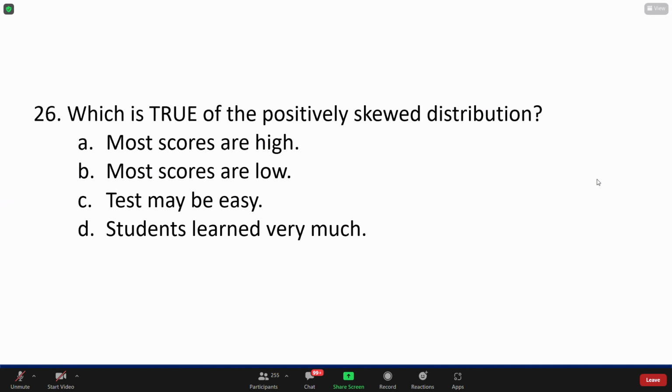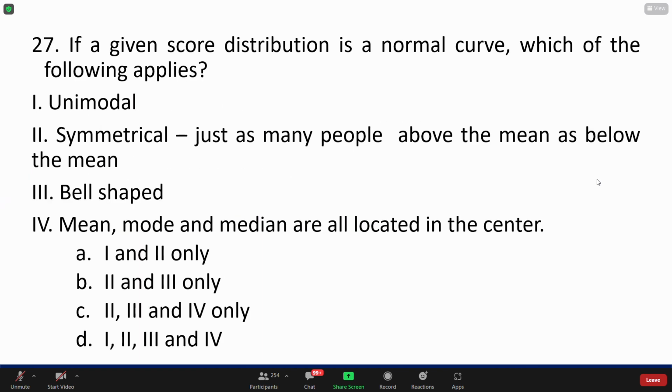Okay, go. Which of the positively skewed distribution? A, most scores are high. B, most scores are low. C, test may be easy. Or D, students learn very much. My answer, sir, will be letter B po, most scores are low. Okay, so technically, since positively skewed siya, yung pinaka-kurbada natin is nasa low scores. Kaya most scores are low. Correct, Ms. Dawaya.